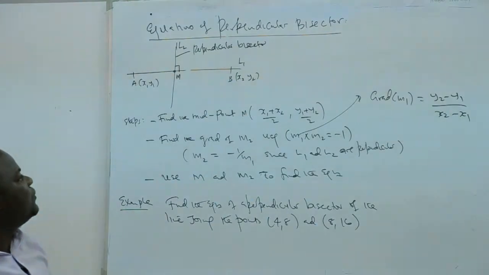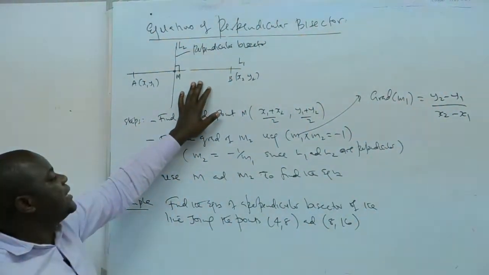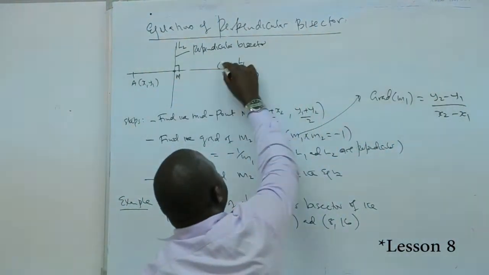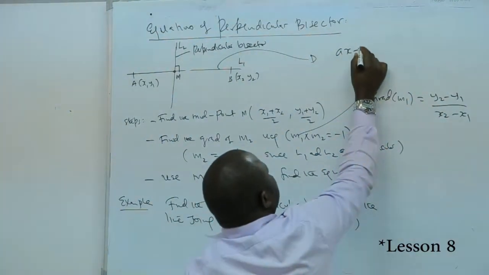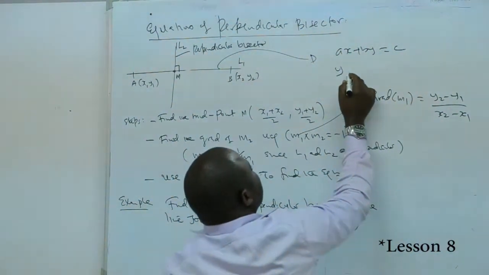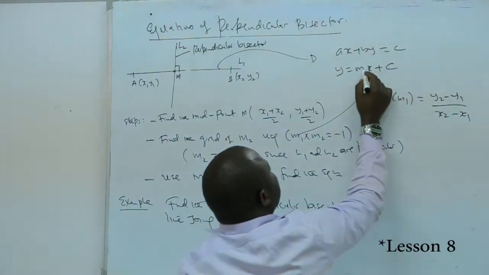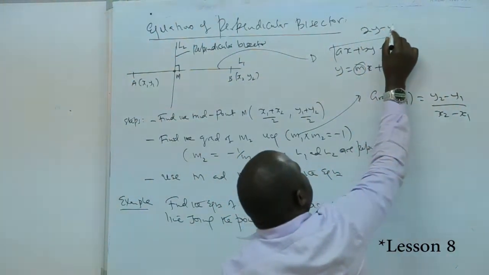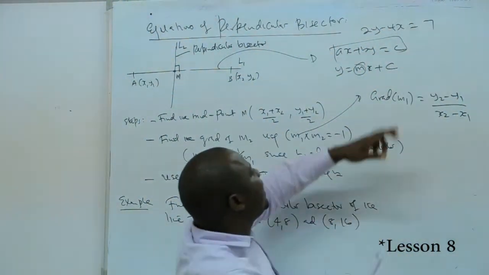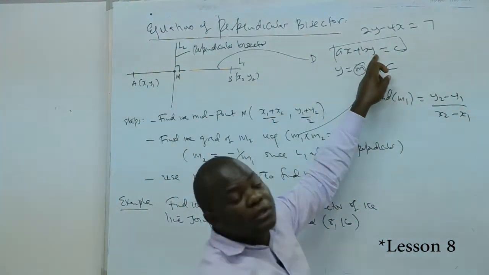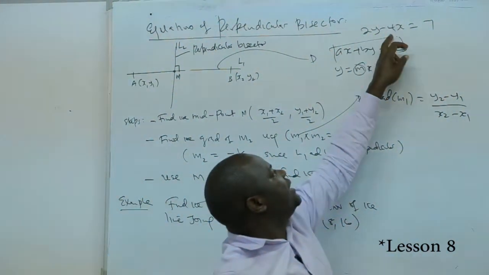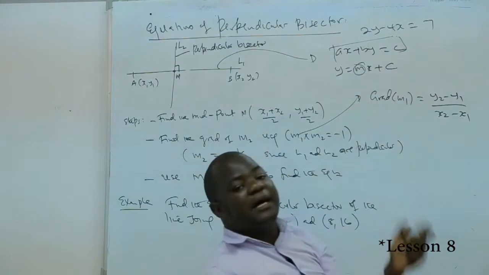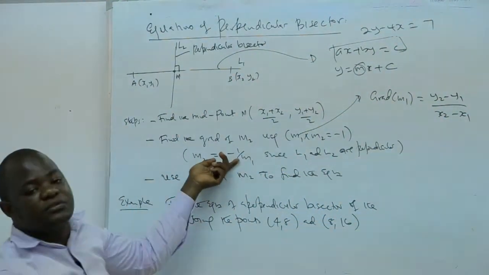Unless they give you the line as an equation, in which case you rearrange that equation in the form y equals mx plus c. If the equation of the line is given in the form ax plus by equals c, for example 2y minus 4x equals 7, then you rearrange this equation, making y the subject. The gradient will be given by the coefficient of x. That's the gradient which you are going to use.